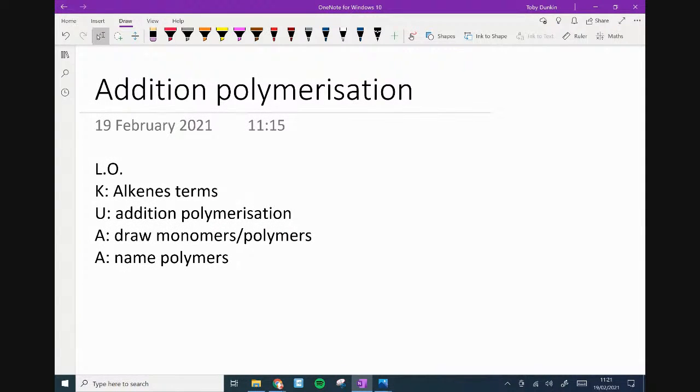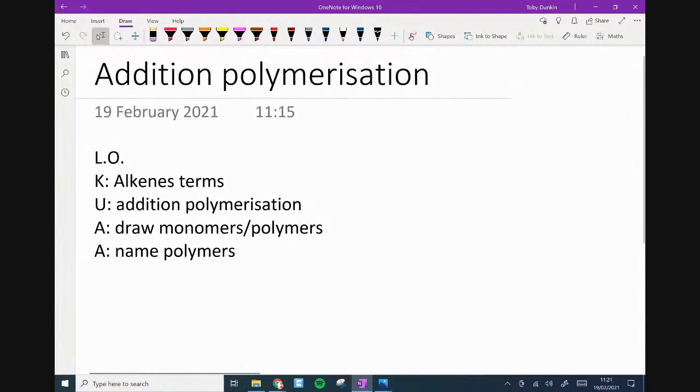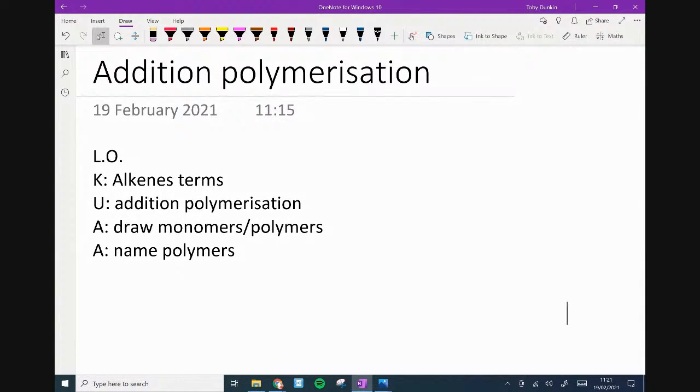Four learning objectives. Number 1 is alkene terms. I'm just going to be giving you lots of words today, and I'm sorry that you have to just learn them, guys. It's just a pain, I know. But know your alkene terms. Number 2 is understand the process of addition polymerization. Number 3 is be able to draw monomers and polymers, which, by the way, can be a lot of fun.